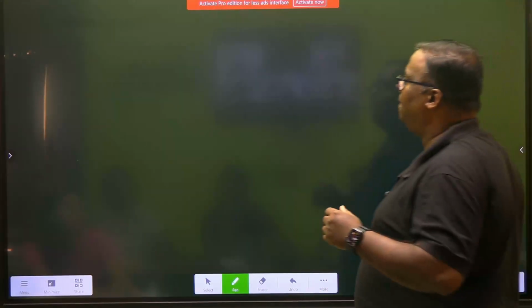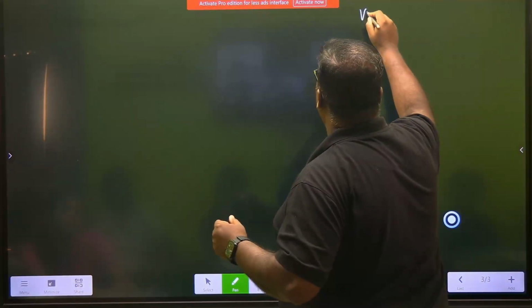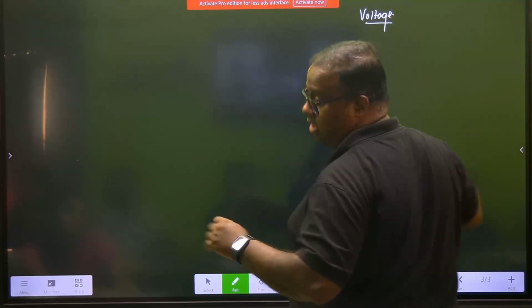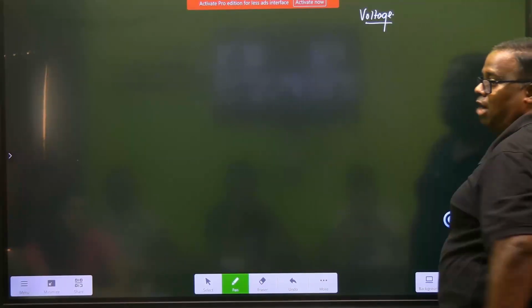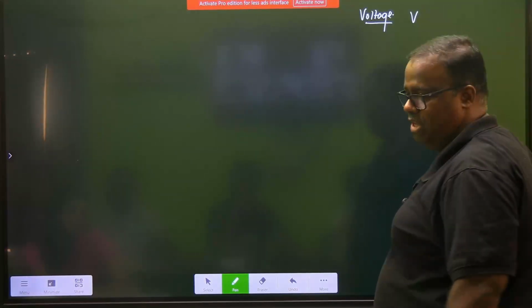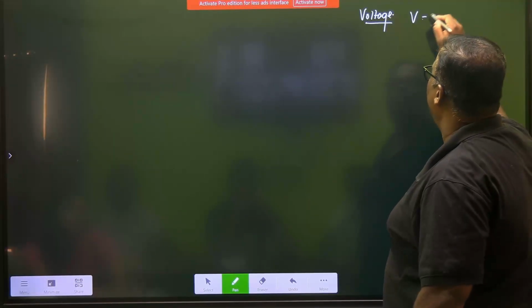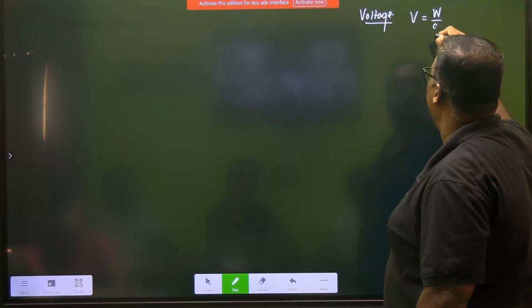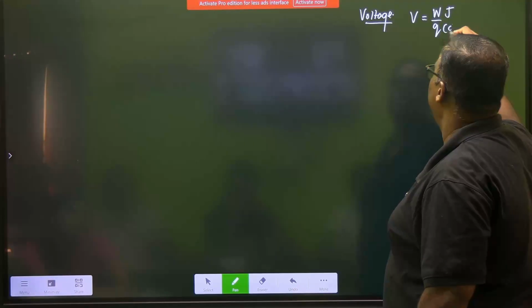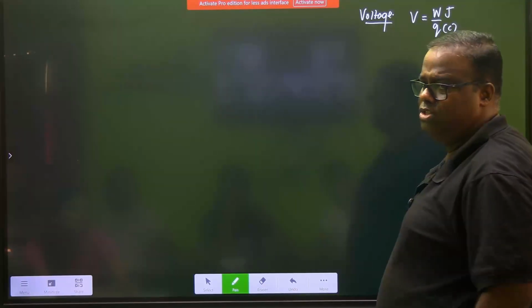Okay. Now, the first Amar of this chapter has been introduced to you. I told you there are Amar, Akbar, Anthony. This is Amar. Amar is voltage. Voltage is measured with a unit which is known as V. Right? Again, I am writing: while we calculate V, V is said to be W upon Q, where W will be measured in joules and Q will be measured in coulombs. So you should know what is the definition of 1 volt.